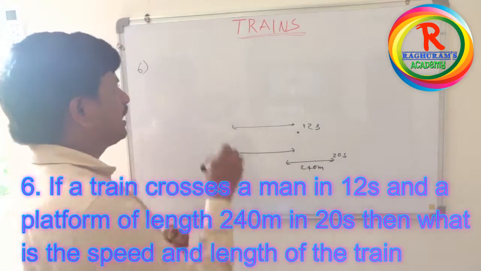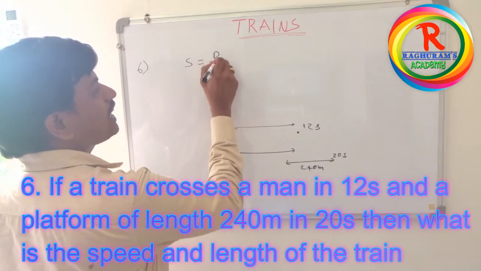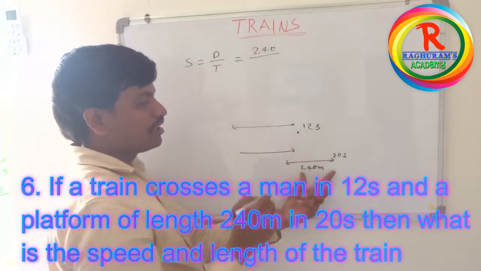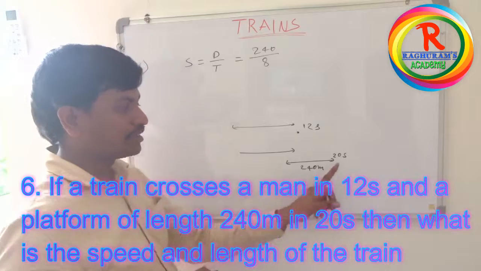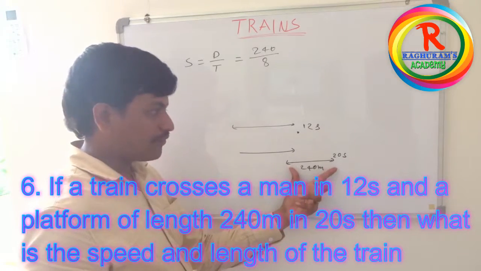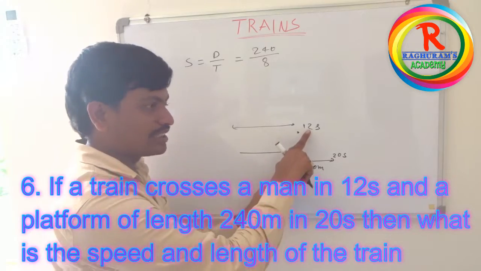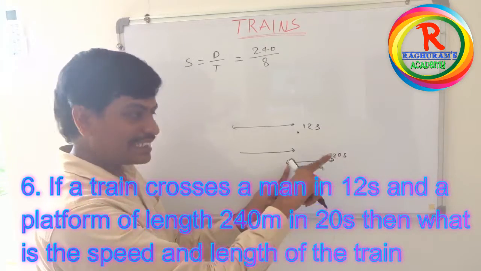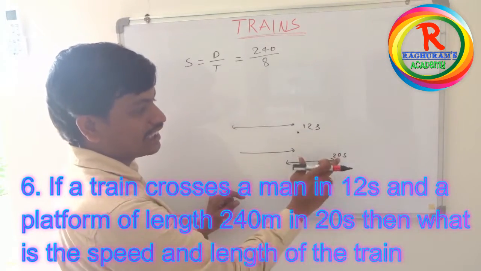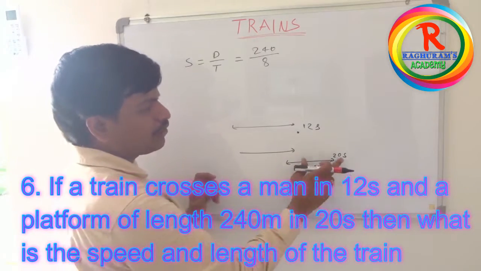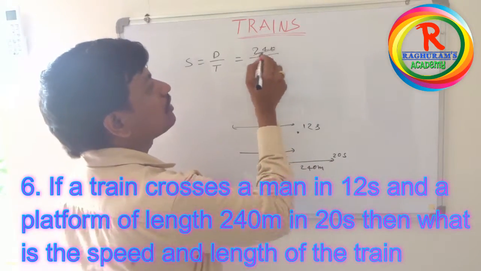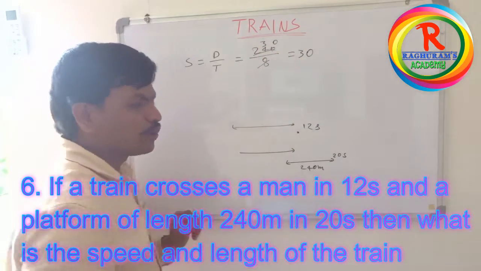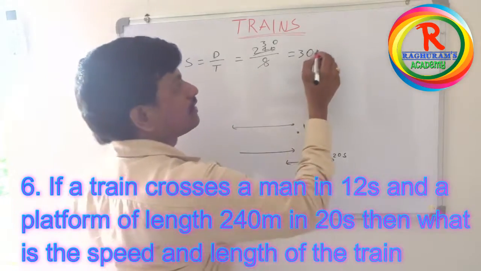We can easily find the speed, and speed is equal to, what is the formula? Distance by time. What is the distance? 240 meters of platform length crossed in 8 seconds. Remember, 20 seconds total for the platform, but it crossed the first point in 12 seconds, and the total length of 240 meters in another 8 seconds. That is, 12 seconds plus 8 seconds is nothing but 20 seconds. Just subtraction, 20 minus 12 is 8. So the cancellation, 8 3s are 24. So 8 30s are 240. That is 30. What is 30? Meters per second.